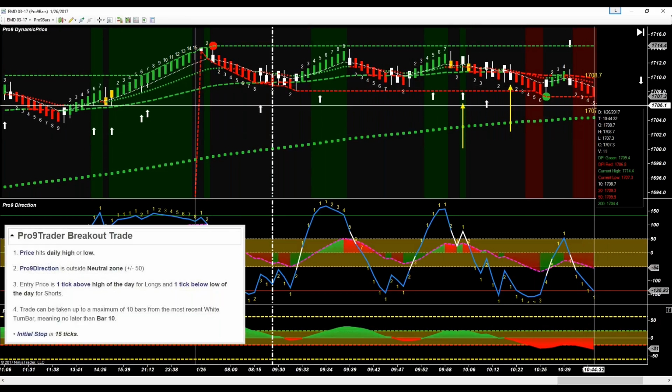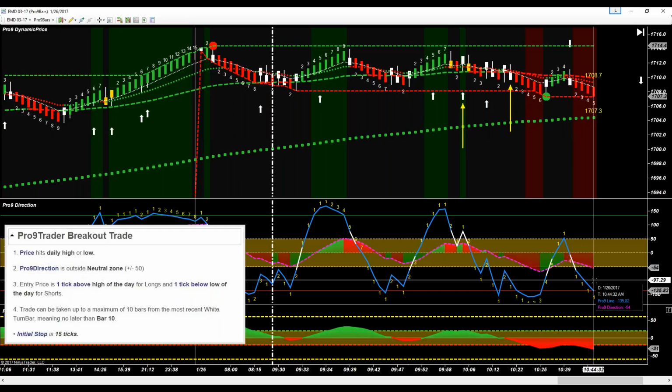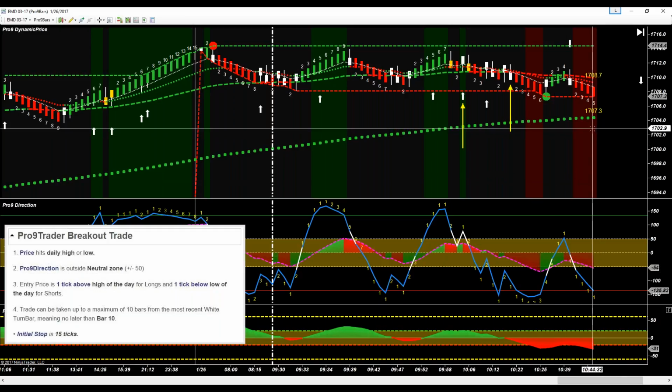So right here, I see the low of this bar is actually set right at the low of the day, and the DPI would be the same as our entry price. Come down here, I see my direction did get outside of its neutral zone. We can also just glance at the tag on the y-axis, which lets us know the value. So putting my order in at one tick below the low of the day helps protect me in case we just bounce off the low of the day, which can happen.